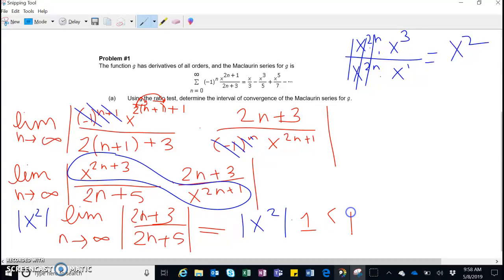And for this to converge, I want this whole thing to be less than 1. So let's see. I've got a little bit of room over here. Let me see what I can come up with. That means x squared needs to be less than 1. Or -1, I'm sorry, because of the absolute value.